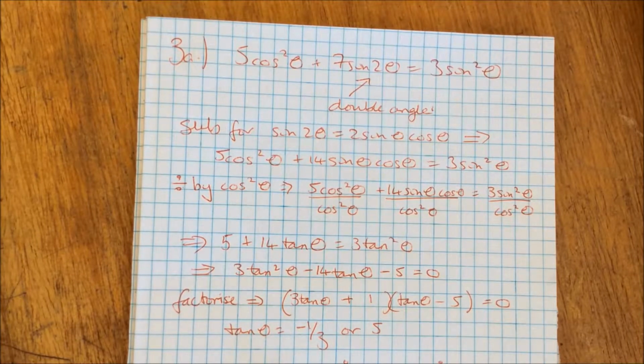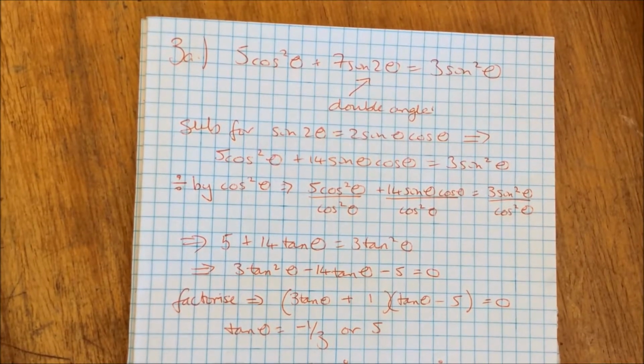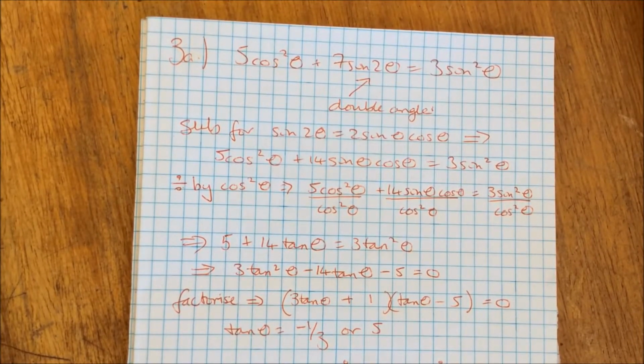Plug those numbers into your calculator. The question only asked for it from 0 to 180, so we haven't got to worry about adding on too many 180 degrees. There's your answers to 2 decimal places, and that was worth 6 marks. So even though it looked horrific, it actually wasn't that bad at all. Happy days.